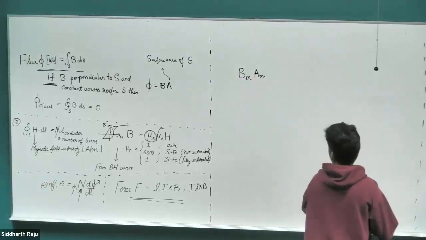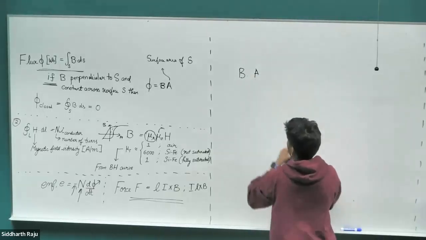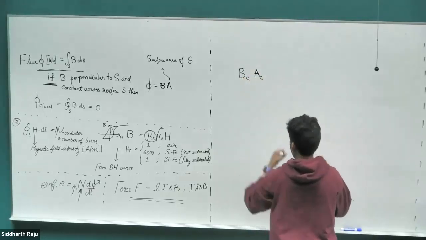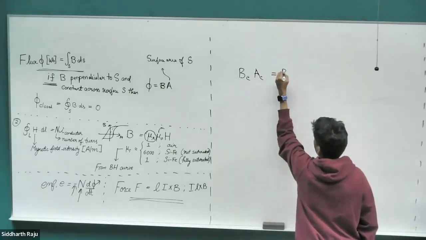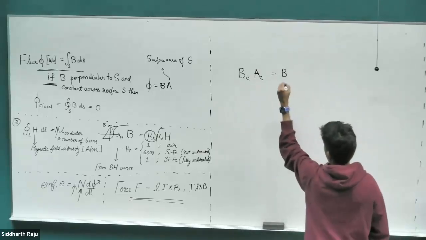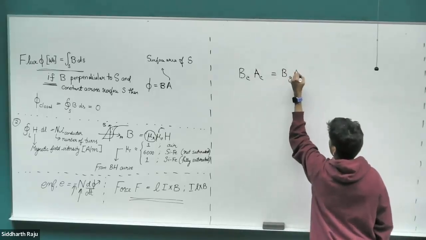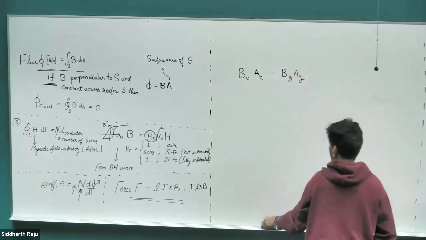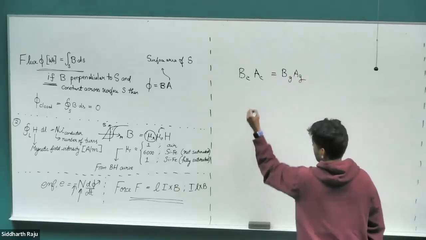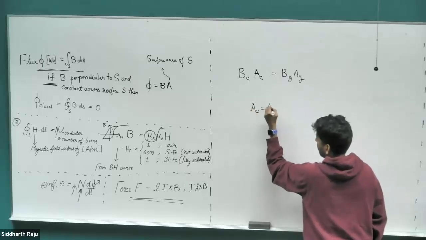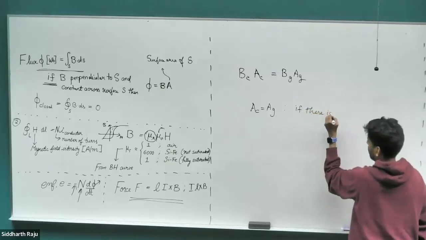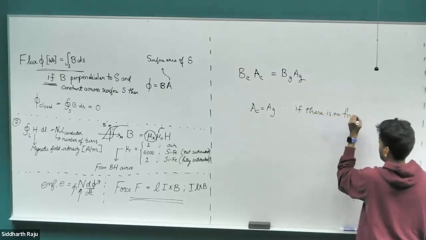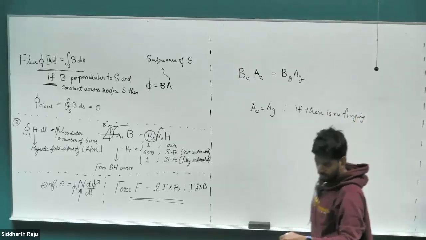Oh, sorry. Let me use the subscript c for core instead of m. So Bc times Ac must be equal to whatever the flux is in the air gap, which is going to be equal to Bg times Ag. And so Ag and Ac, you can assume them to be the same if there is no fringing. But that won't be the case in reality.